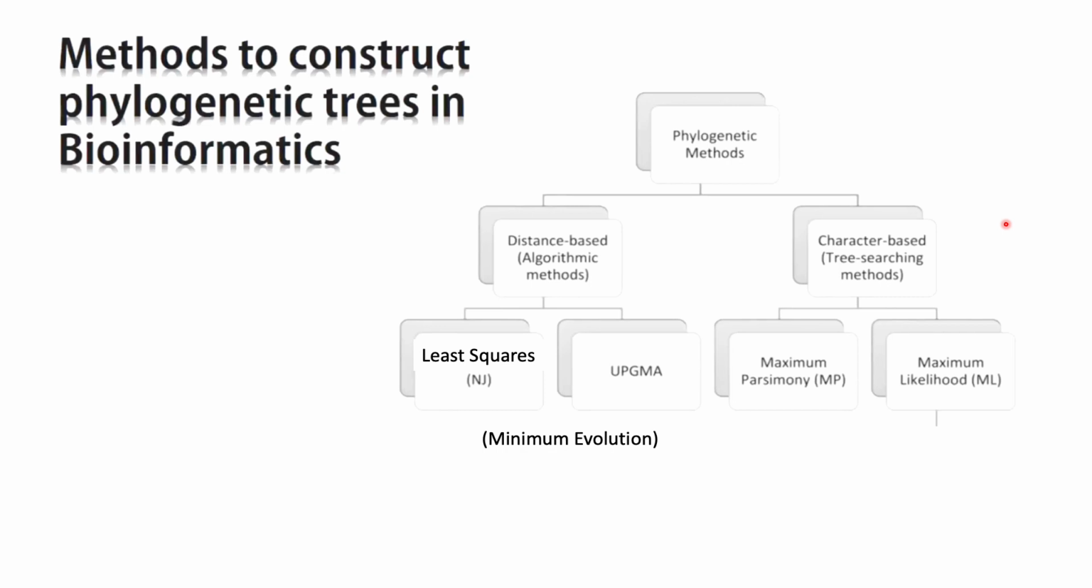So there are two major types of methods for phylogenetic tree construction, the distance-based and character-based methods. In distance-based methods, we have least square, that uses neighbor joining algorithm, and UPGMA method. Both of these are called minimum evolution methods as they construct a tree that requires minimum number of evolutionary changes. Under character-based method, we have maximum parsimony and maximum likelihood.